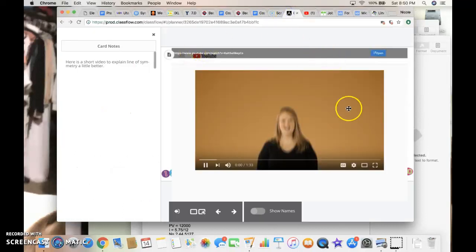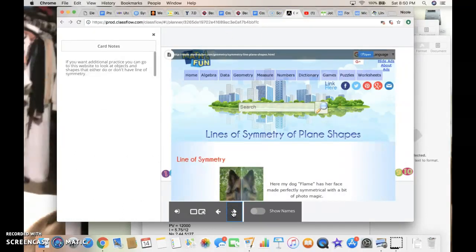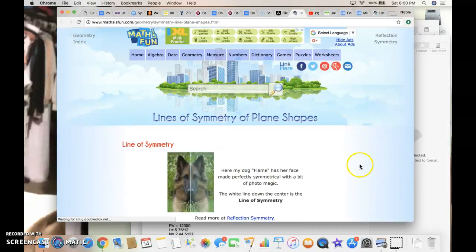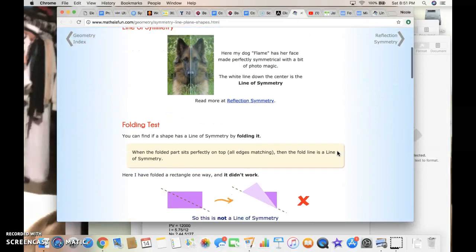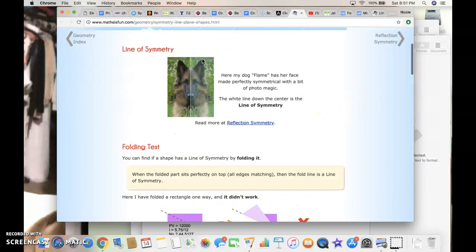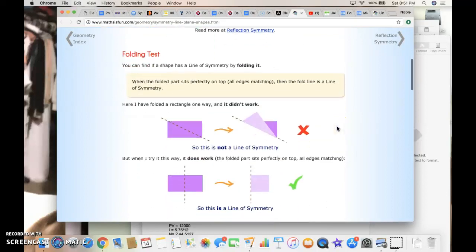Okay, so now I want to show you, this is a really awesome website where we can look around for a few minutes and you can just practice using the line of symmetry, looking at different objects or pictures that have it. As you can see, this dog even has a line of symmetry. It has 1 line going down, so if you folded the picture in half, it would line up.